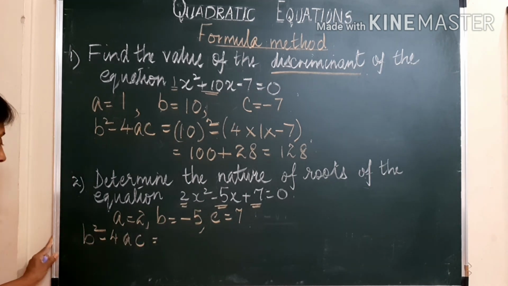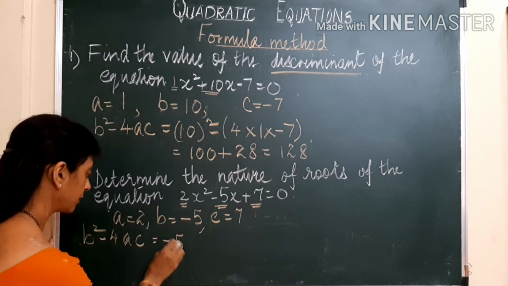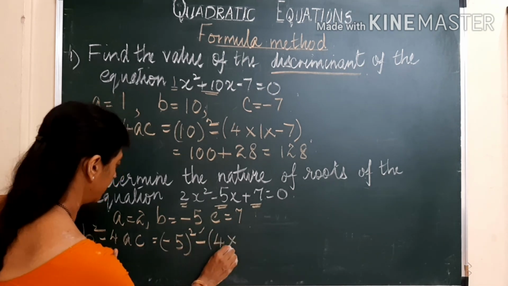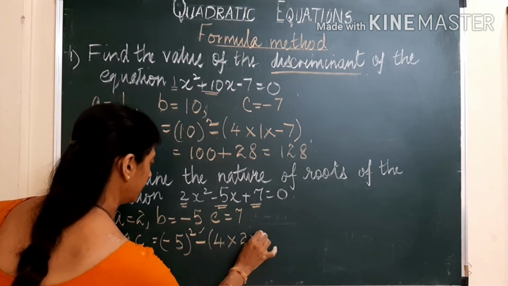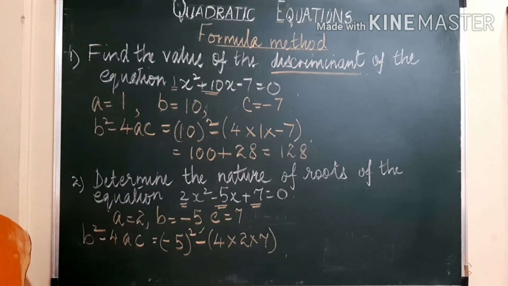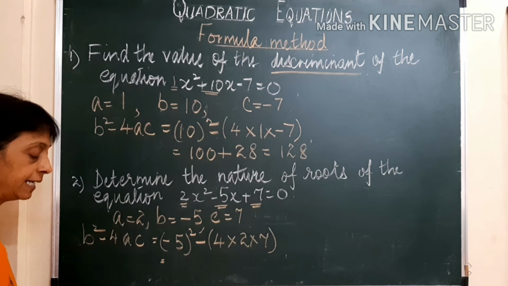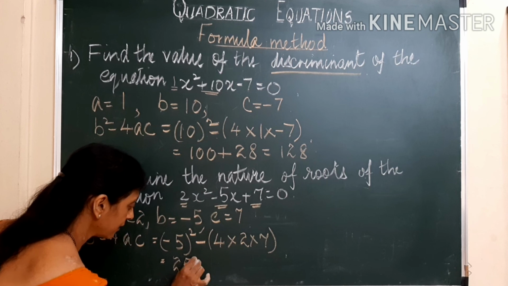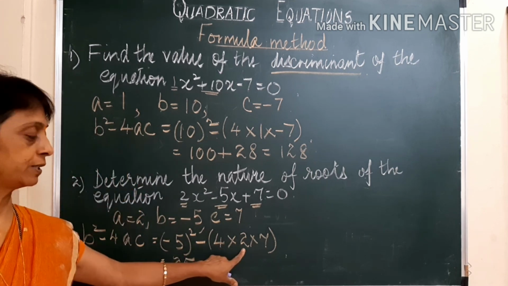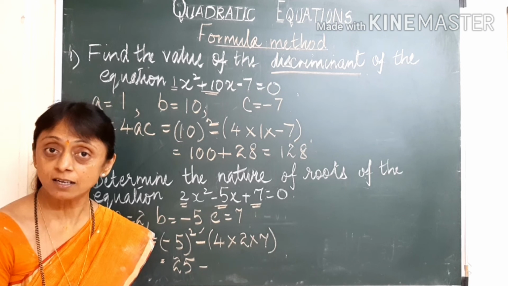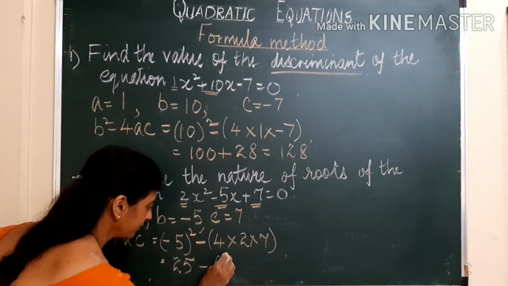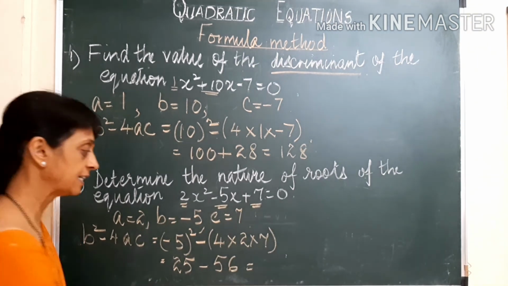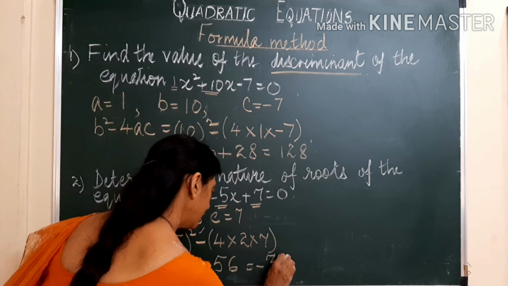Value of the discriminant. b square, minus 5 the whole square, minus 4 into a into c. Minus 5 the whole square gives you minus into minus plus. 5 fives are 25 minus 4 twos are 8, 8 sevens are 56. So what do you get, children? 25 minus 56. That goes to minus 31.